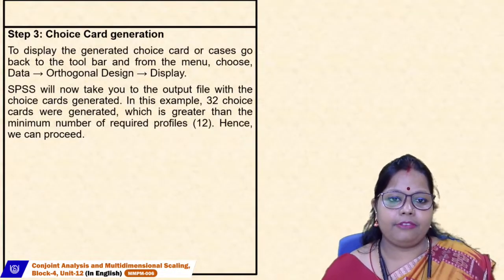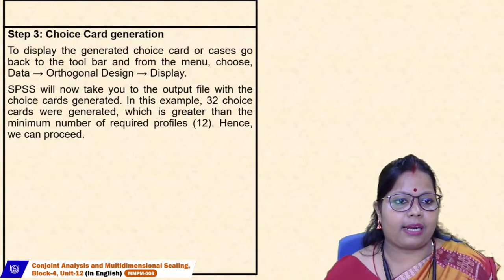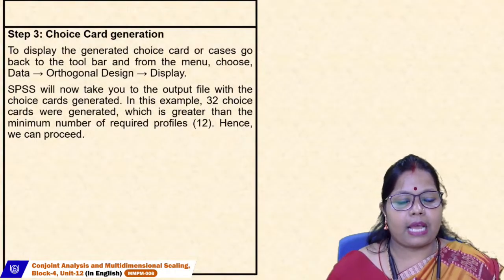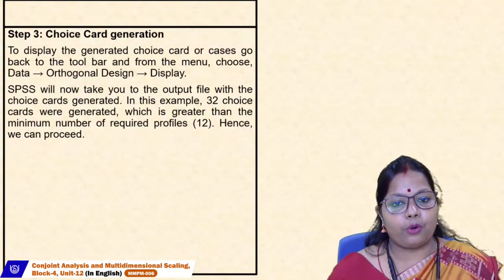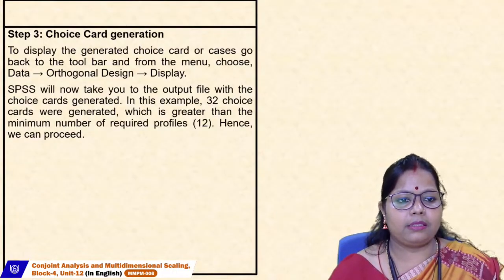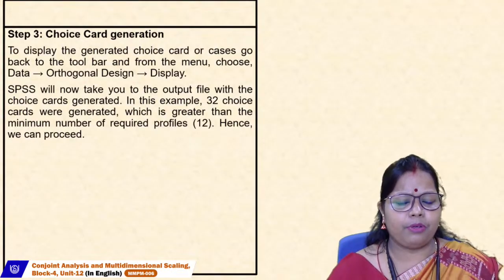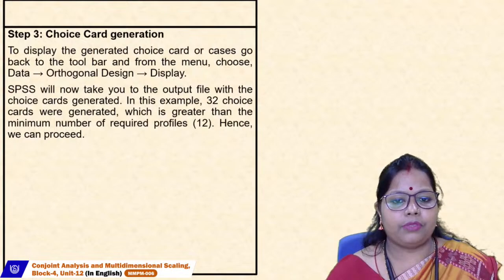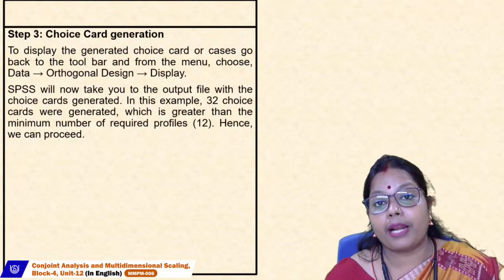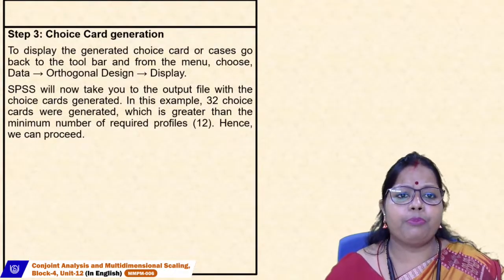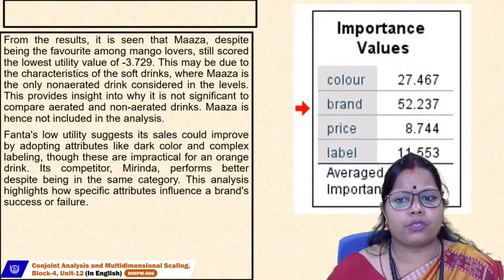In each card, different attributes are assigned to each individual card. So in the data menu we go to orthogonal design, then we go for display. SPSS will now take you to the output file, which will give you the generated cards. In this example, 32 choice cards were generated, which is greater than the minimum number of required profiles. After that, we will proceed to find the solution.